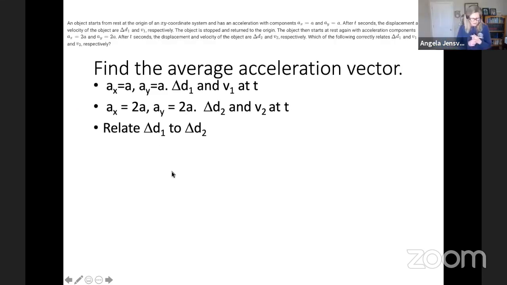Okay, so now we have an object that starts at rest from the origin. You were given both components of the acceleration, and then at time t, it has a displacement delta d1 and a velocity v1, the magnitudes, okay? Then they take the same object, put it back at the origin, and double both components of the acceleration, and then at time t, it has a magnitude of displacement delta d2 and a magnitude of velocity v2. You need to compare the two displacements, delta d1 and delta d2. So you're going to have to find the acceleration vector, the average acceleration vector, in order to do that. So give it a shot.